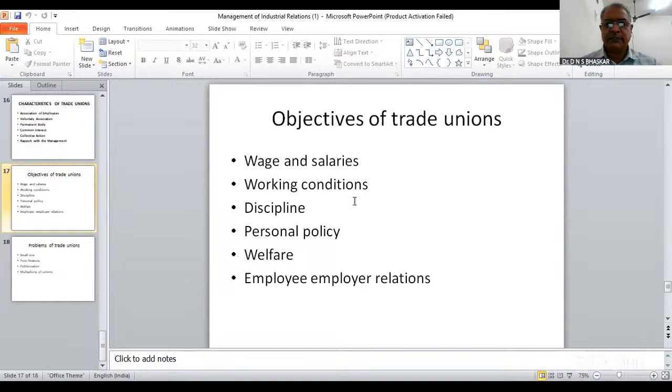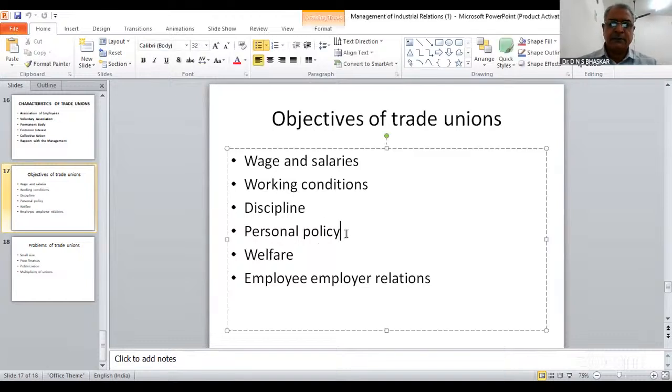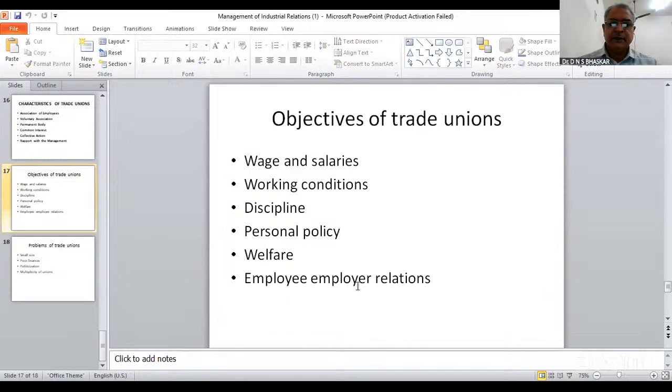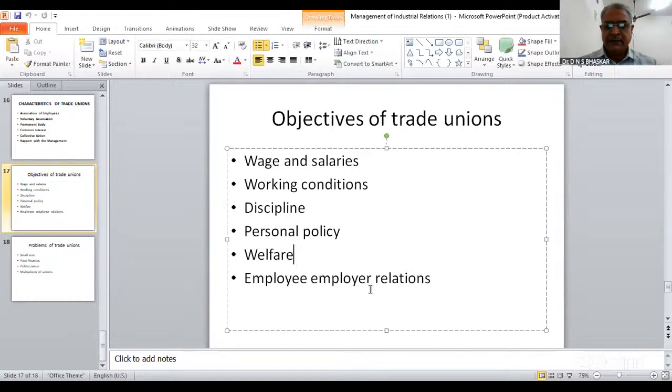Then coming to discipline, trade unions manage the discipline level in the employees. In personnel policies like HR policy, what are the benefits, such as gratuity benefits and PF benefits, and whether the employees are getting them or not, are also managed by the trade unions. And welfare of the employees, as I told you, the main objective itself is the welfare of the employees, protecting them from the undue influence of the management and so on.